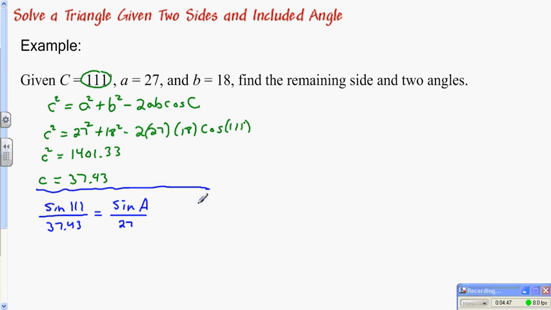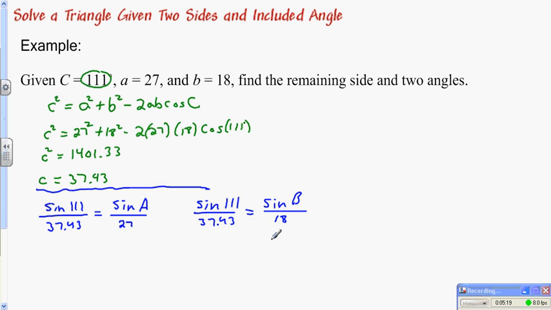And then we can also do sine of 111 over 37.43 equals sine B over 18. It doesn't matter which one you do. You don't have to do both, because if you know two angles in a triangle, you can find the third by subtracting them from 180. But it shows you that you can go either way. Now I'm going to do this one, since I just wrote that here.